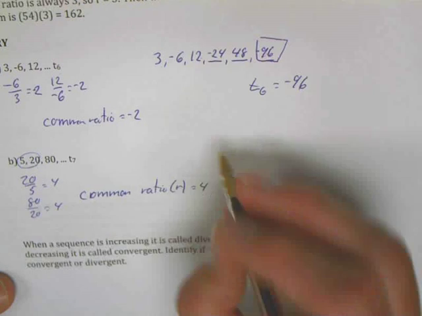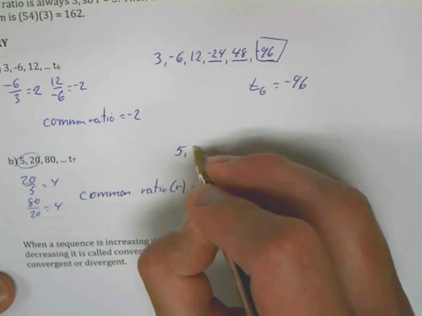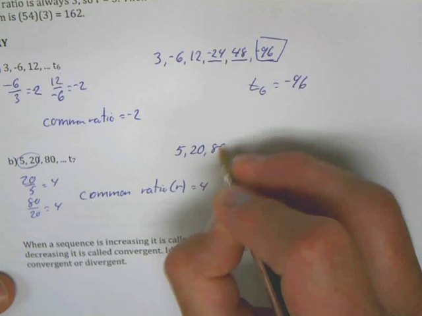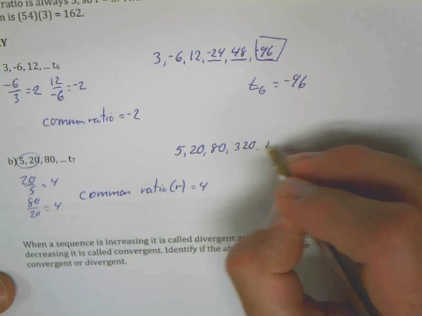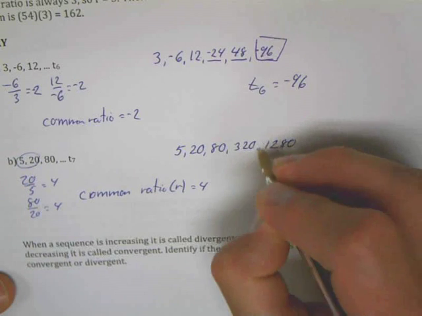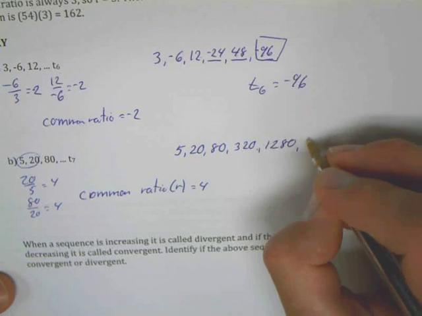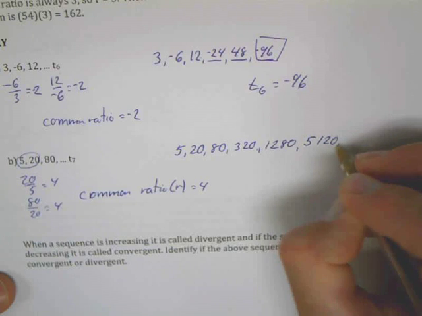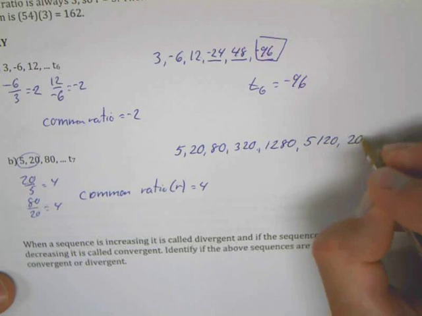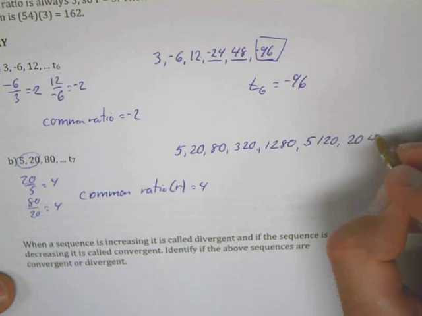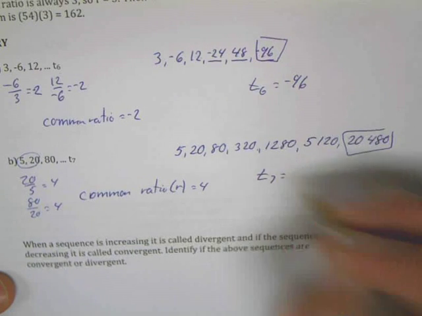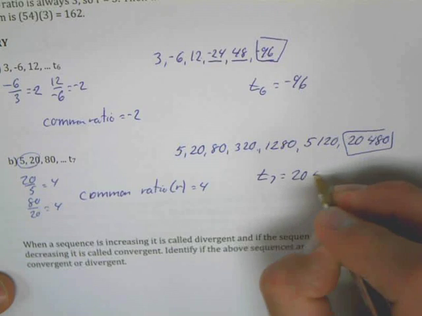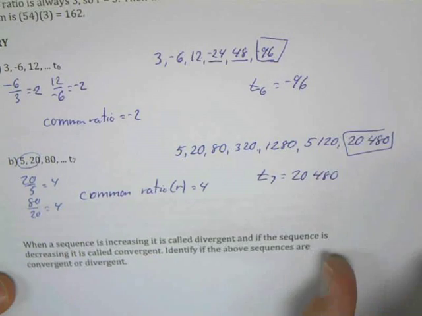They want to find 7 terms, so we have 5 times 4 is 20, times 4 is 80, times 4 is 320, times 4 is 1,280, times 4 is 5,120, times 4 is 20,480, which is my term 6. So term 7 is equal to 20,480.